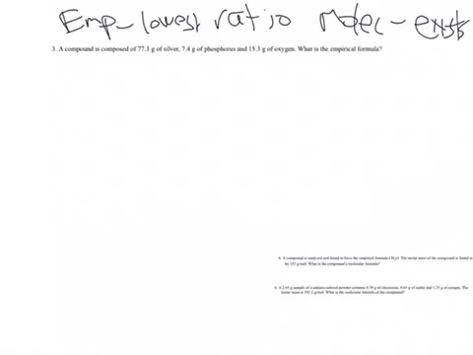The first step when you are finding an empirical formula is to look at what the elements are in your compound. So for example, in this one, we have 3 elements in our compound. The compound is composed of 77.3 grams of silver, 7.4 grams of phosphorus, and 15.3 grams of oxygen. What is the empirical formula?